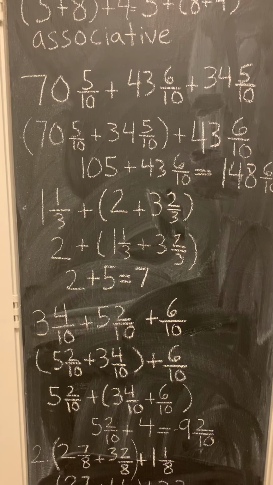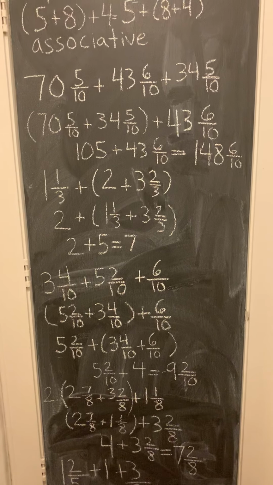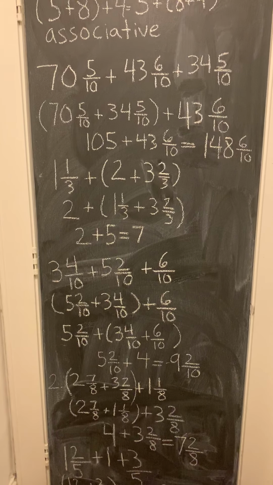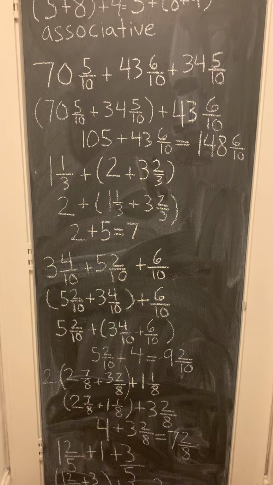Okay, so all you have to do here is mainly use the associative property to get the easy numbers side by side so that they add quickly. And really, you can do it mentally, although I'd still like to see your work.